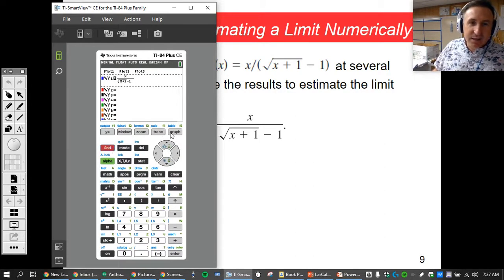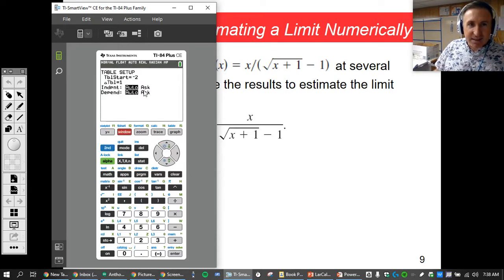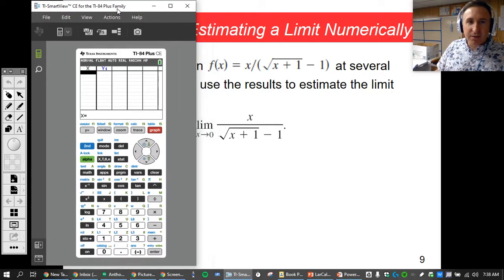And if we go just to the table part, 0 is not defined. And we know that on either side, I can't really tell just looking at -1 and 1 what it's approaching. But what I want to do is go to my table, and in the table set, I'm going to hit ask for independent variable. This is kind of nice to do. So if I come down here and hit ask, now when I go to my table, I can pick values that are closer and closer to 0, right?